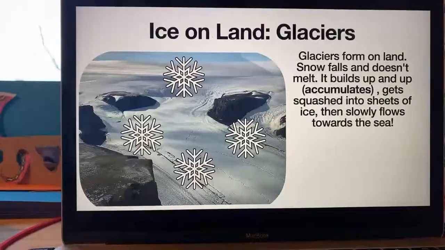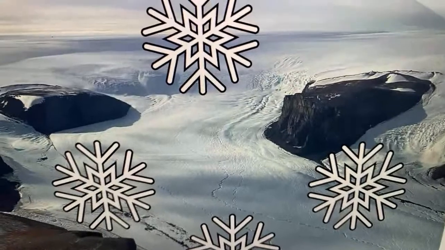And then you can see, it is basically a river, so the weight of all that ice means that it starts slowly shifting downwards. It looks just like a river. Obviously a very, very slow river, you can't really see it moving with your eyes, but yeah, river of ice.